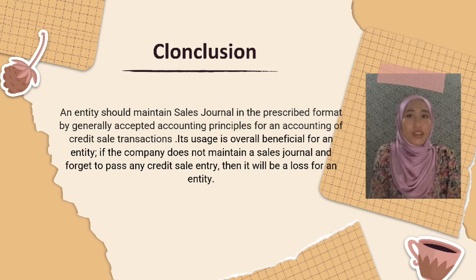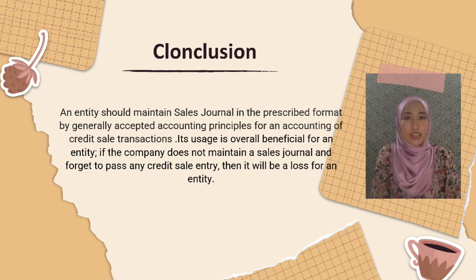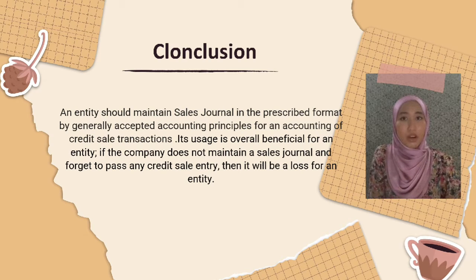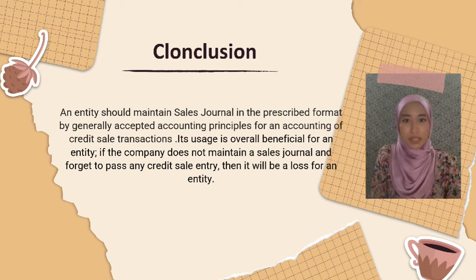Lastly is the conclusion. An entity should maintain a sales journal in the format prescribed by generally accepted accounting principles for accounting of credit sale transactions so that debtor records and credit sales records can be managed. Its usage is overall beneficial for an entity. And if the company does not maintain a sales journal and forgets to pass on any credit sales entry, then it will be a loss for that company.